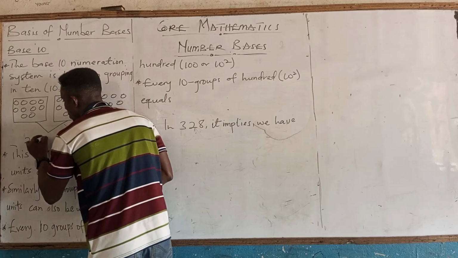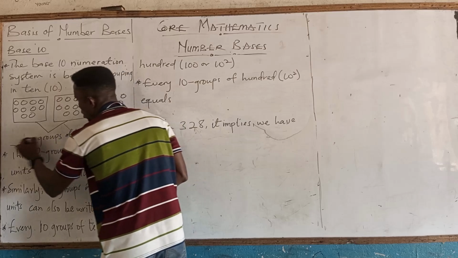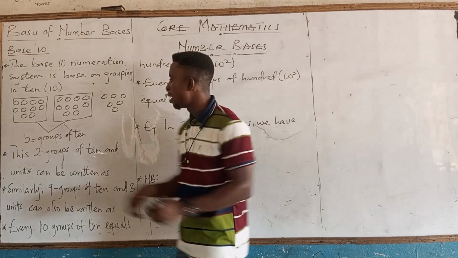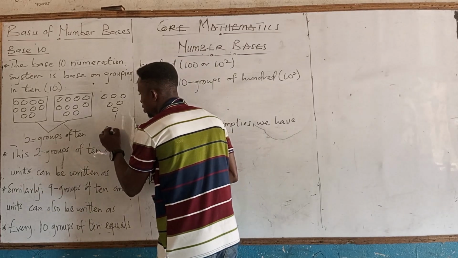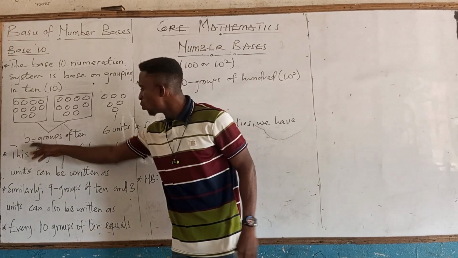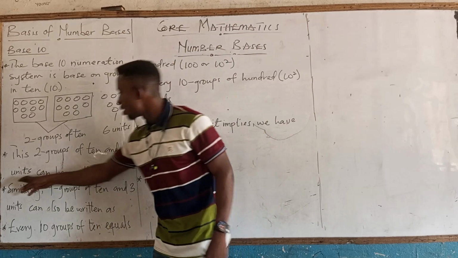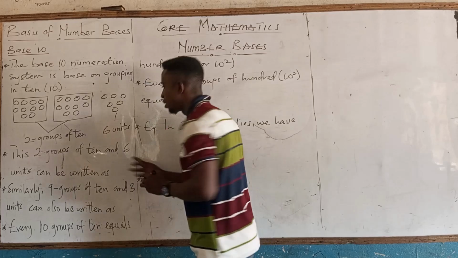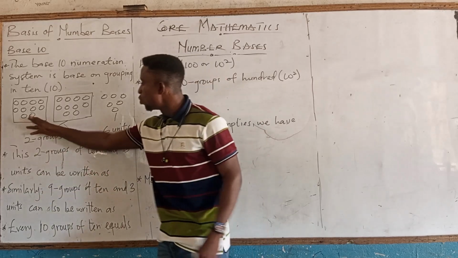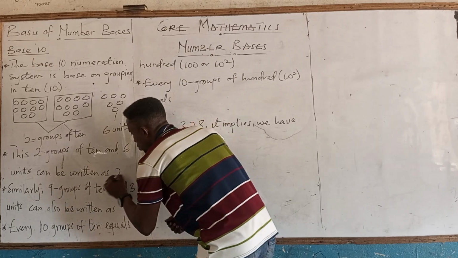2 groups of 10. 2 groups of 10 for this one. 2 groups of 10 for this. Then this one is 6 units. So having these two groups of 10 and 6 units, in base 10, these two groups of 10 and 6 units can be written as 26.